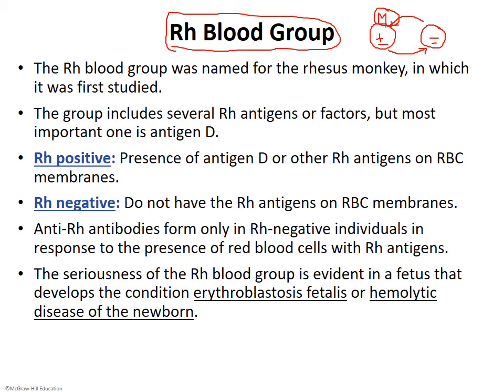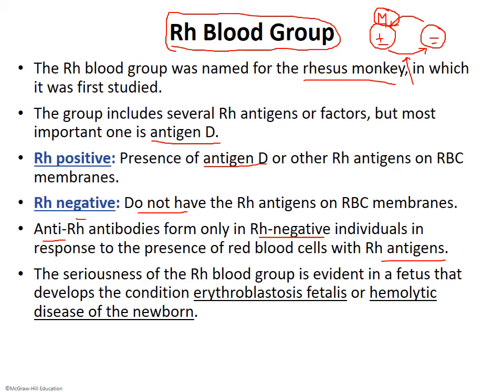All right. So the Rh blood group was named for the rhesus monkey. I doubt I'm going to ask anything about that. That's kind of a big part of trivia anyway, but it's all right. The group includes several Rh factor antigens, but most important is the antigen D. This is generally what we just consider the Rh factor. Rh positive means the antigen D is present. If it's Rh negative, they do not have it. Anti-Rh antibodies form only in Rh negative individuals in response to the presence of an Rh antigen. Again, the thing we were talking about right here.